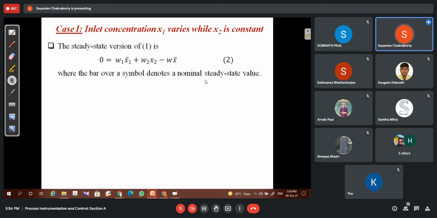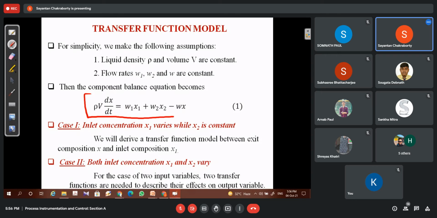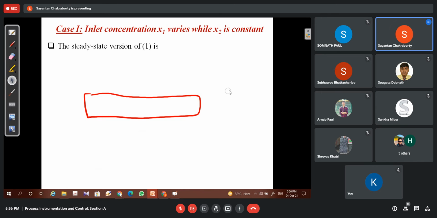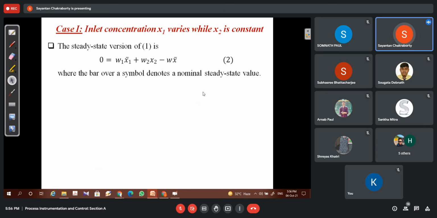Therefore, this is the nominal steady state value that you get. Now, if you subtract this equation from the previous equation, what we'll get is an expression like this. This is 0. So rho V dx/dt equals W1 x1 bar minus W x bar. And W2 x2, since it is constant, cancels if you look at the previous expression. I'm subtracting this equation from this equation. So what I'm getting is rho V dx/dt equal to W1 times x1 minus x1 bar.